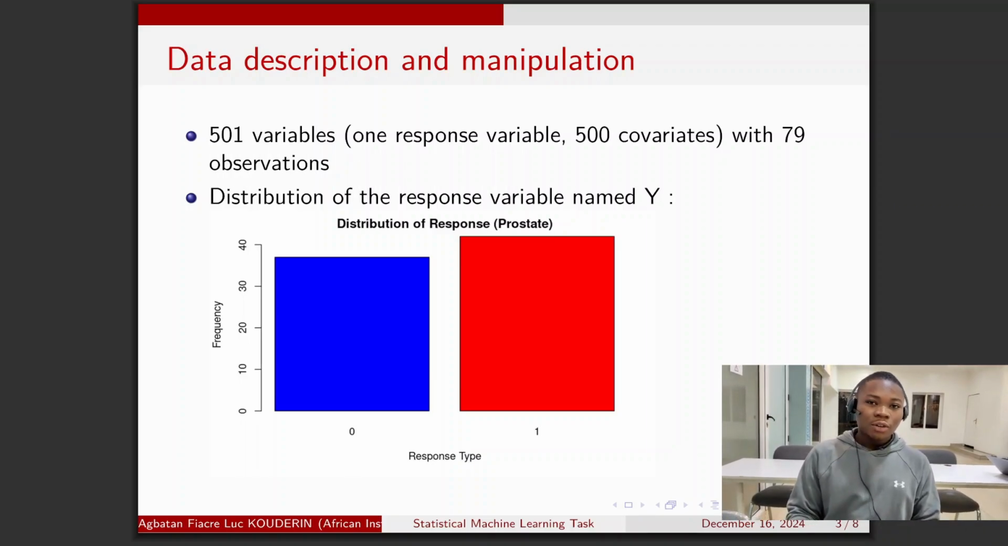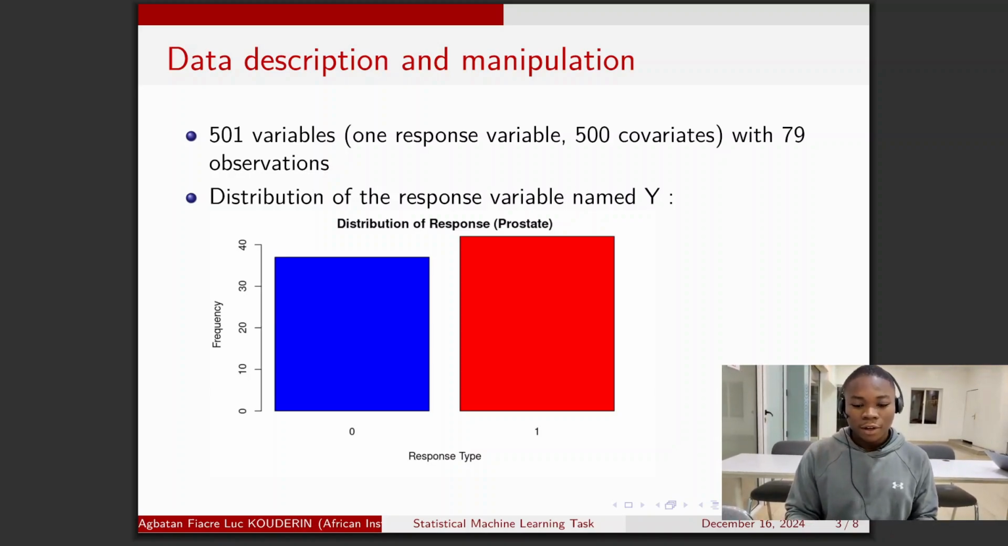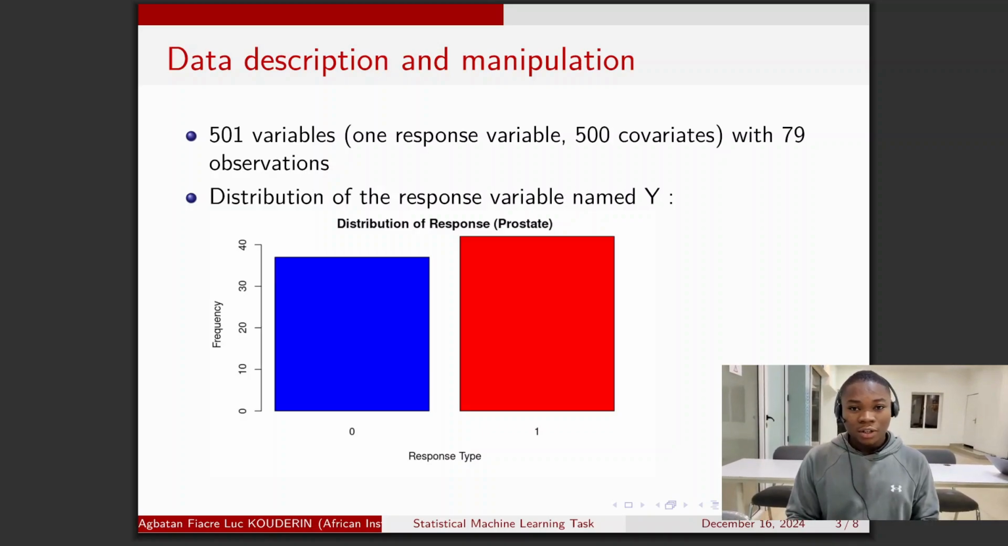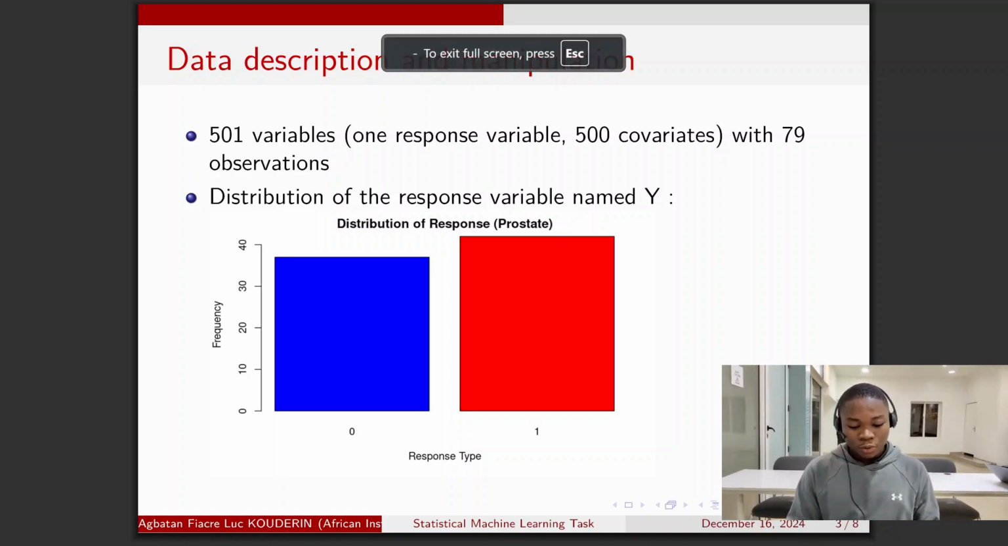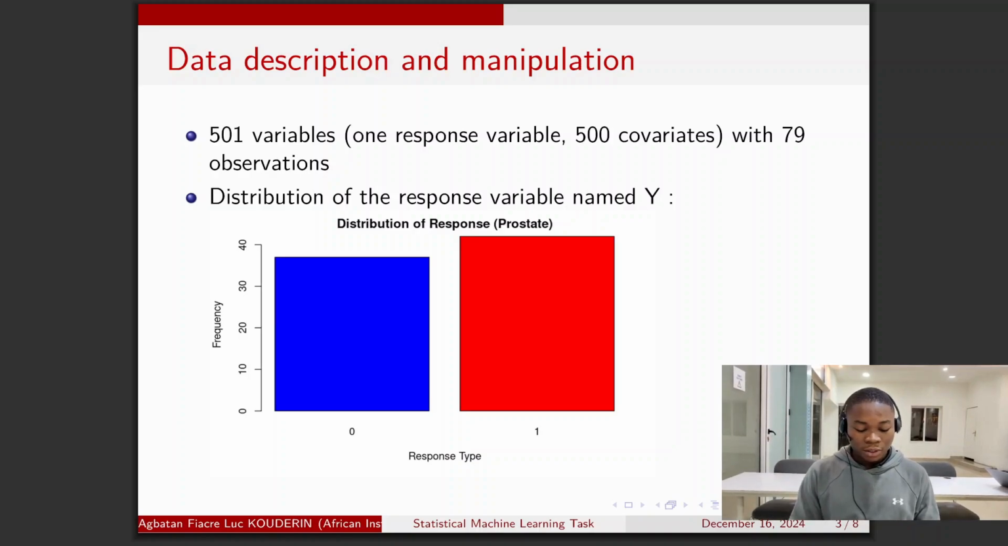About our data, we are dealing with 501 variables: one response variable and 500 covariates, with just 79 observations. Our response variable is categorical with just two factors, 0 and 1. 0 represents a subject without cancer, and 1 someone who is suffering from cancer. As you can see, we have a problem because the number of variables is much greater than the number of observations. So it will be important for us to know which predictors are really the best among all of our predictors.